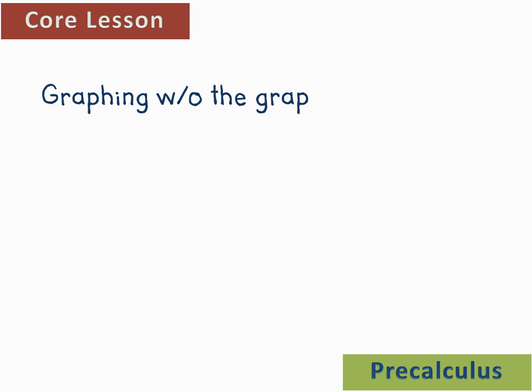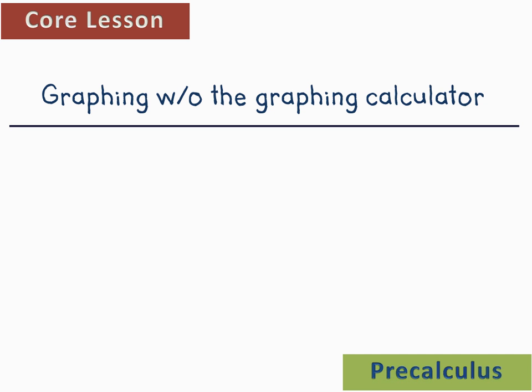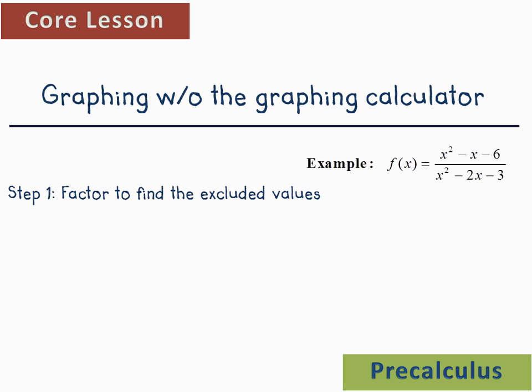Okay, let's try one together. So how do we graph without a graphing calculator? We're going to use the same example as before, but we used a graphing calculator then, and now we're not going to use one. Step 1, you factor to find the excluded values, because remember, they could either be a hole or a vertical asymptote, so that's what we've got to find.